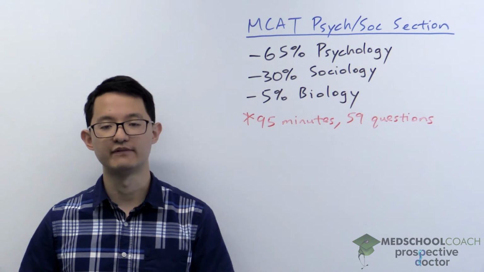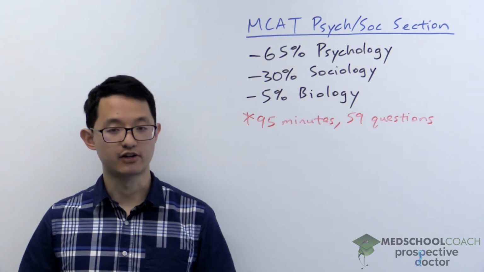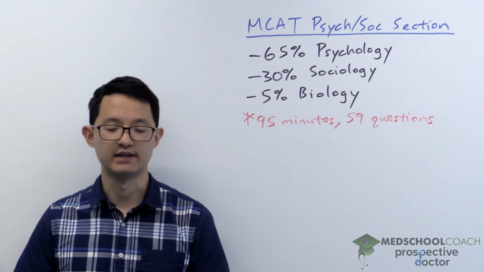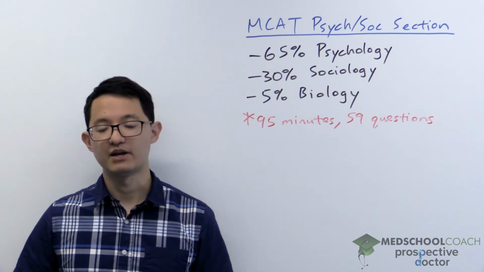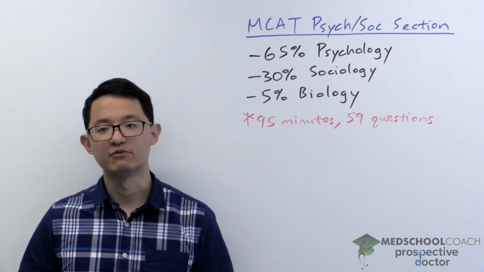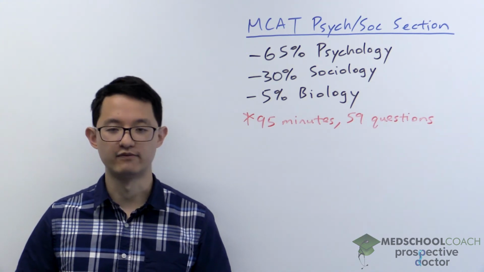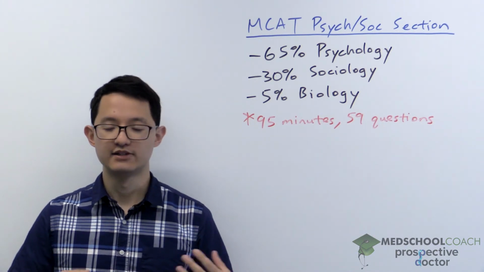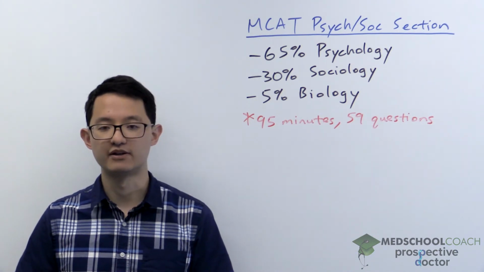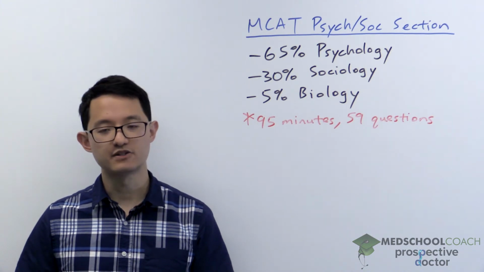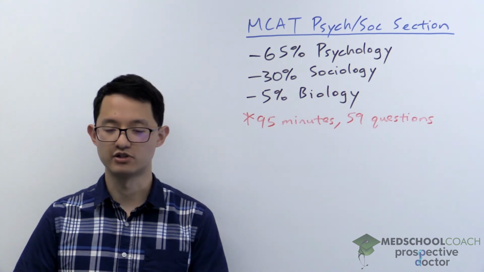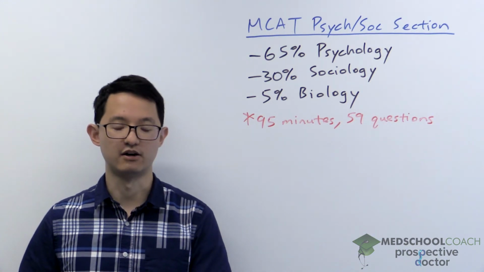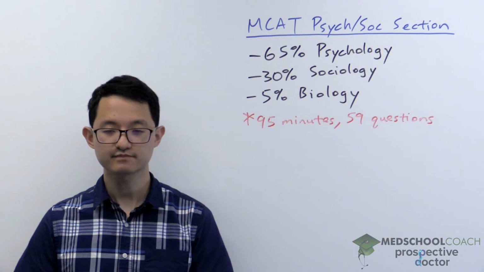Now, in terms of preparing for the MCAT Psych-Soc section, here are a couple tips. Number one, make sure you review experimental design and basic statistics. What I mean by this is you should be familiar with concepts like independent versus dependent variable, random sample size, and some of the common errors people can make when designing studies. These aren't specifically psychology or sociology topics, but you will get questions about experimental design on the MCAT Psych-Soc section.